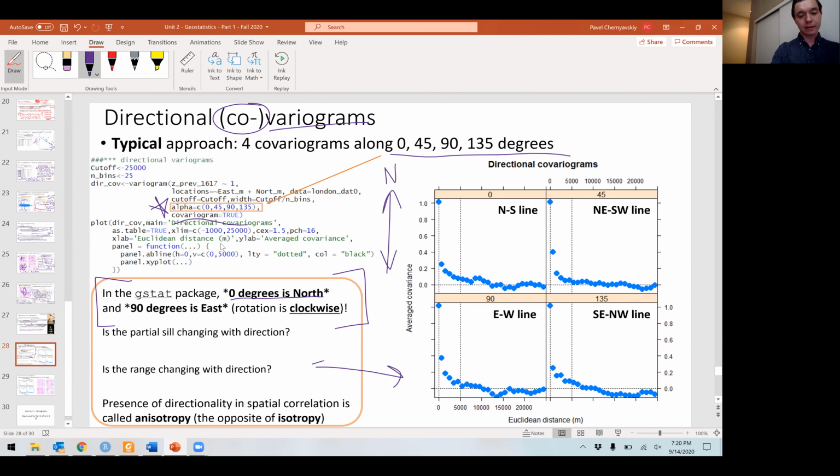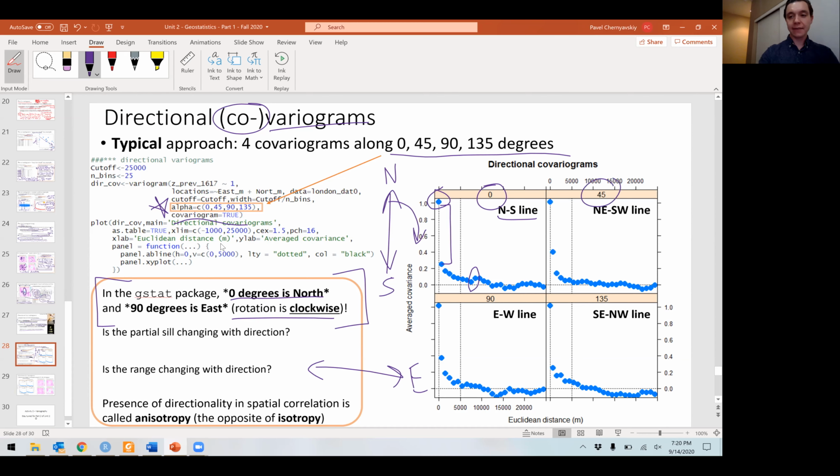So as we pool our variogram map along the north-south line, we get a covariogram that looks like this. Okay, here is the sill. Right around, oh, I don't know, here is the range. Right around there is the nugget. Okay, rotation. Rotation is clockwise. The rotation in GStat is clockwise. 0 degrees is north, the rotation is clockwise.